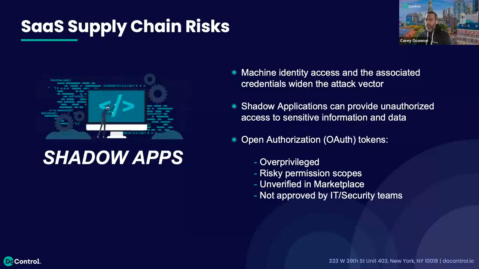When we talk about SaaS supply chain risks, I think we should expand our perspective on what is a supply chain attack. Within SaaS, there's a main threat vector that involves machine identity access and the associated credentials with what we call shadow applications. These applications are essentially a form of shadow IT, and they're not authorized or are unsanctioned by the IT department. So shadow apps have the potential to contain vulnerabilities or backdoors that can definitely be exploited and provide unauthorized access to sensitive information and data.